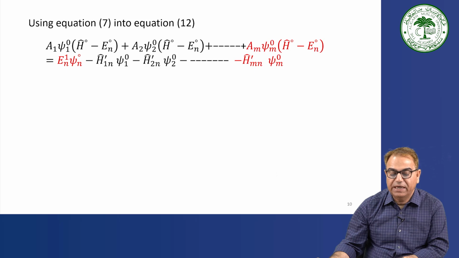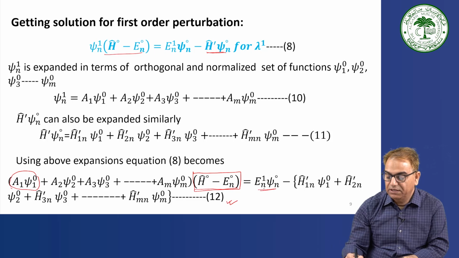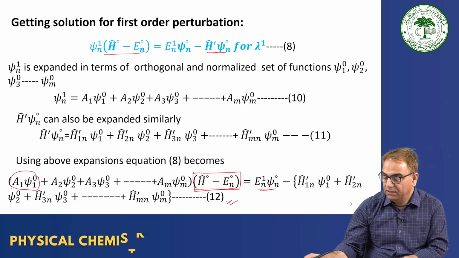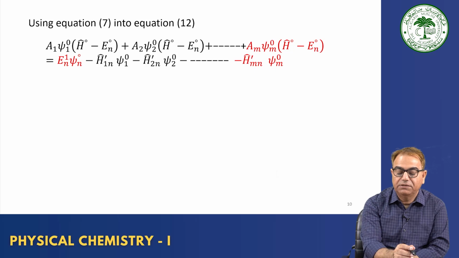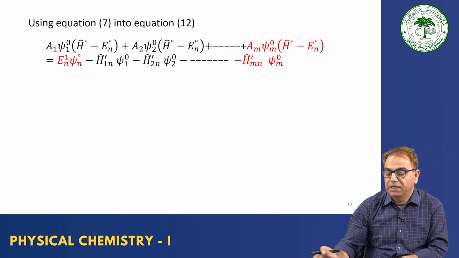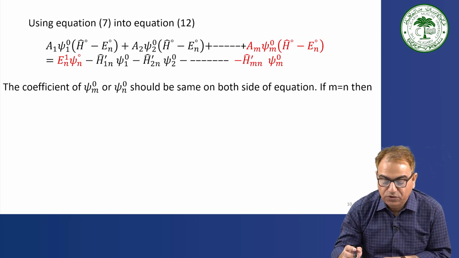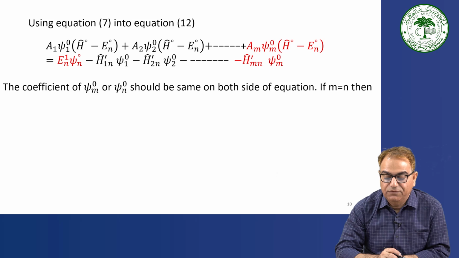Then on the right hand side, En1 psi n naught will remain as such, and the rest of the terms will be like this. The only thing is that we will multiply with a minus sign, so it changes from plus to minus. So minus h1n prime psi 1 naught, minus h2n prime psi 2 naught and so on, hmn prime psi m naught. Now what I say is that the coefficients of psi m naught and psi n naught should be the same on both sides of the equation if m is equal to n.